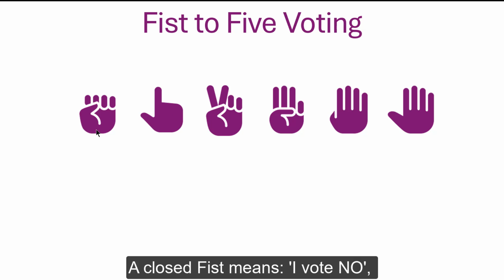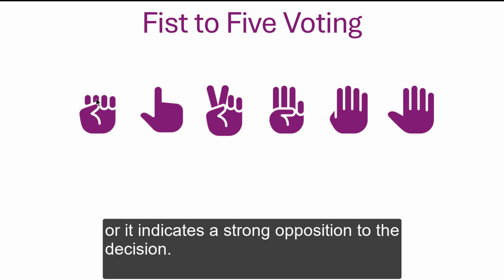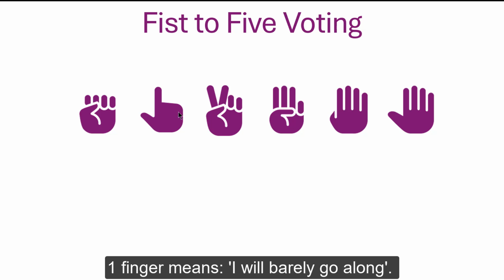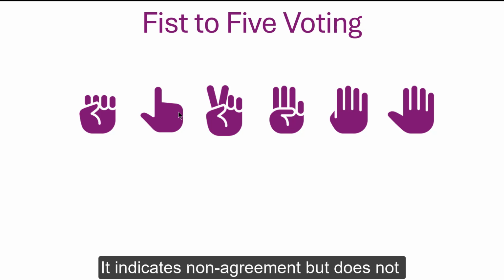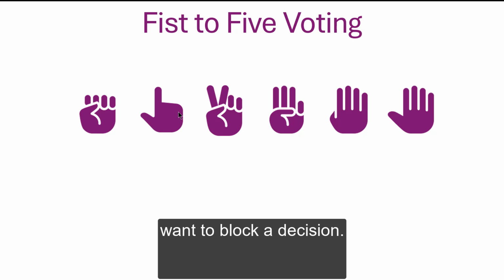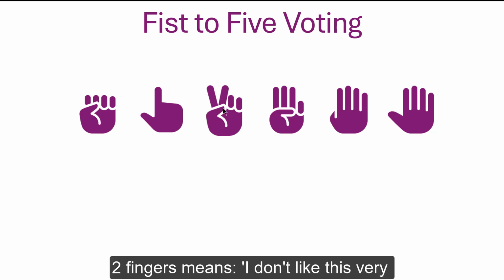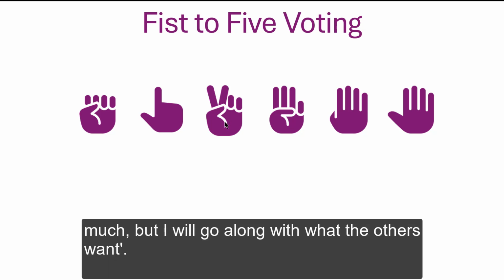A closed fist means I vote no, or it indicates a strong opposition to the decision. One finger means I will barely go along. It indicates non-agreement but does not want to block a decision. 2 fingers means I don't like this very much, but I will go along with what the others want.